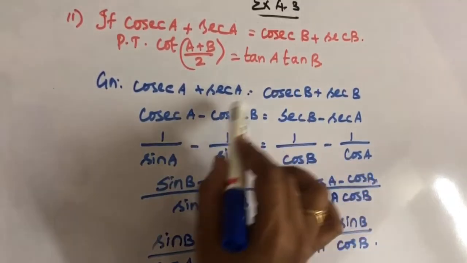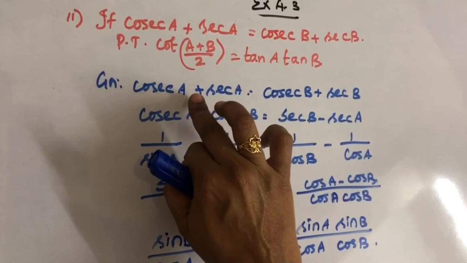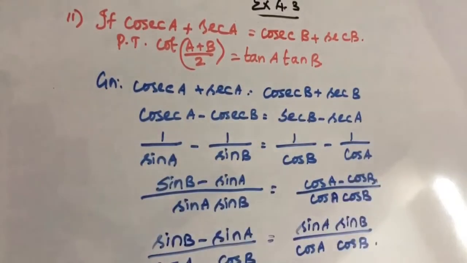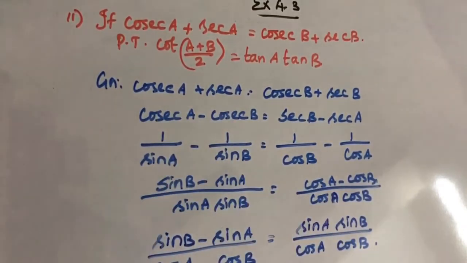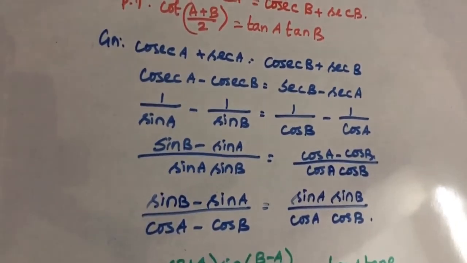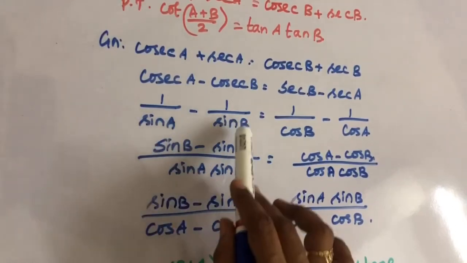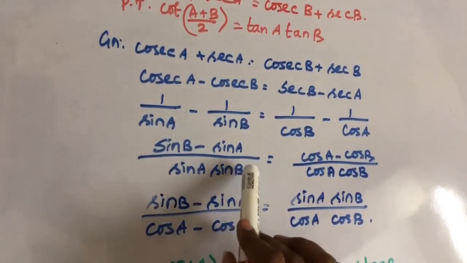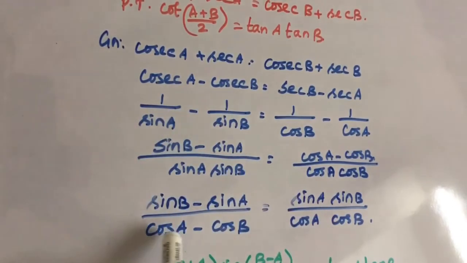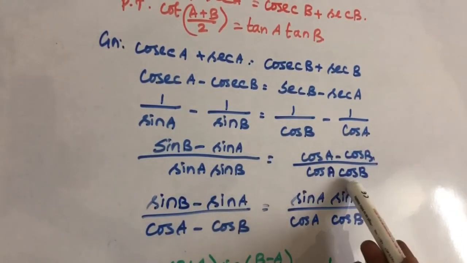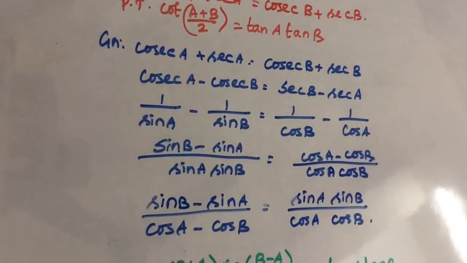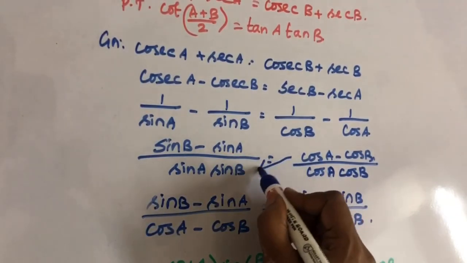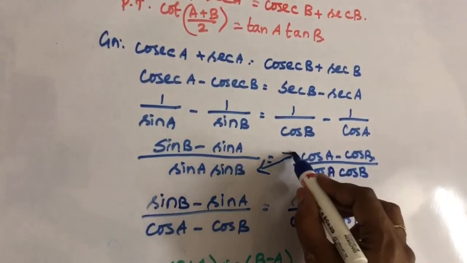So cosecant A minus cosecant B equal to secant B plus secant A, while going to that side it is minus secant A. Cosecant is 1 by sine. So 1 by sin A minus 1 by sin B equal to secant, 1 by cos B minus 1 by cos A. So taking sin A sin B as LCM, in the numerator it is sin B minus sin A. Here cos A cos B, and in the numerator it is cos A minus cos B. Now I am cross multiplying it. So cos A minus cos B will come here and sin A sin B will go there.